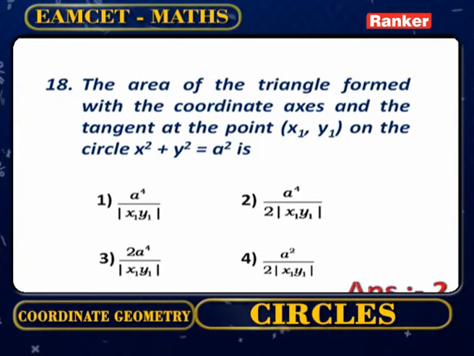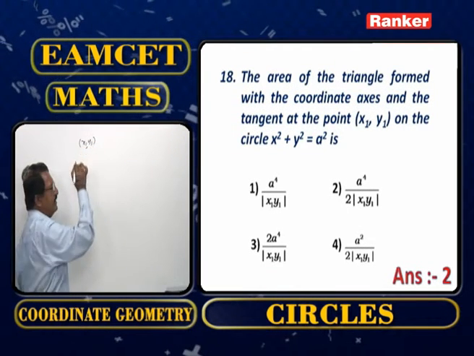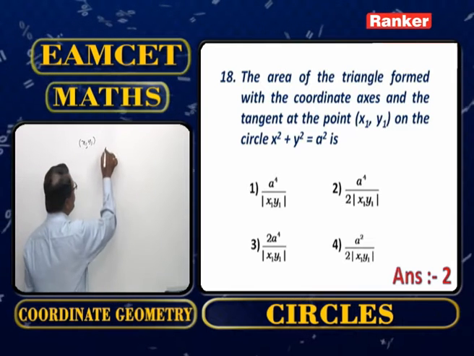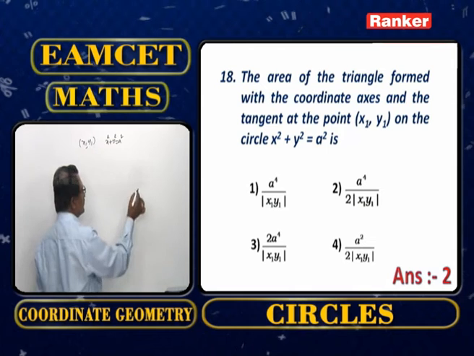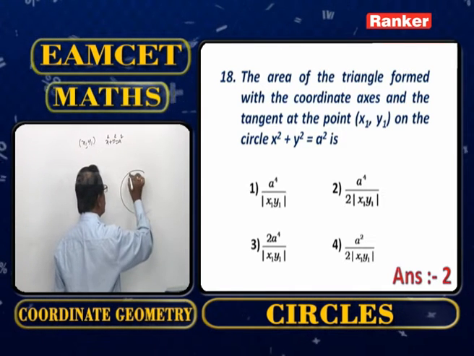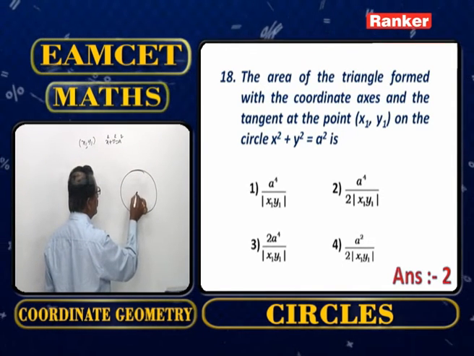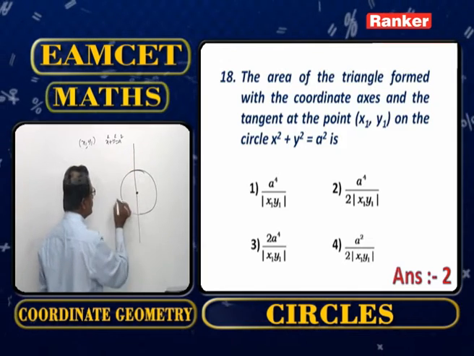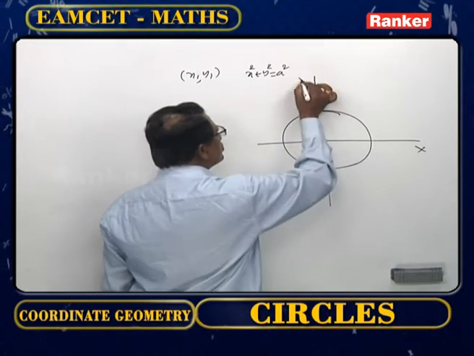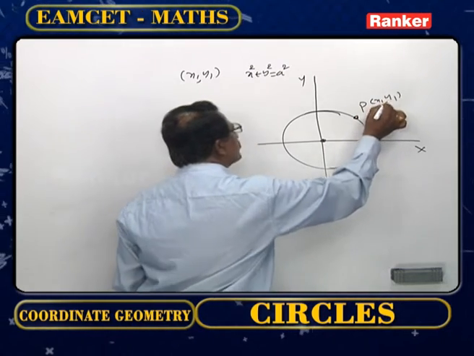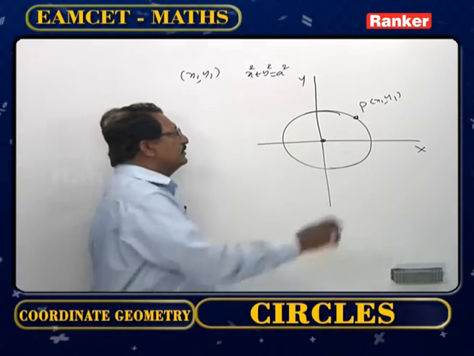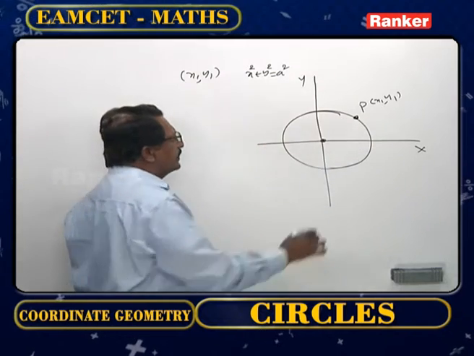The area of the triangle formed by the coordinate axes and the tangent at (x1, y1) on the circle x square plus y square equals a square. In the given circle, the center is the origin and the radius is a. Consider the point P (x1, y1), a point on the circle.